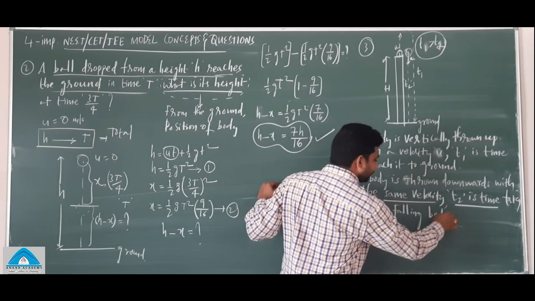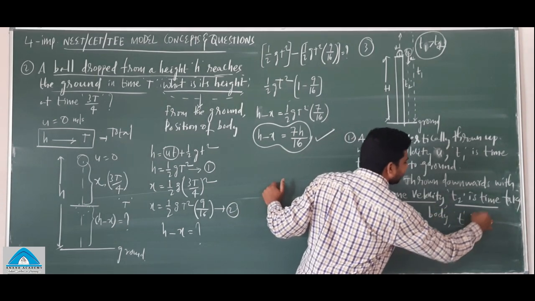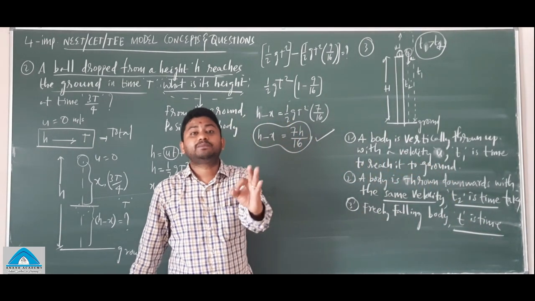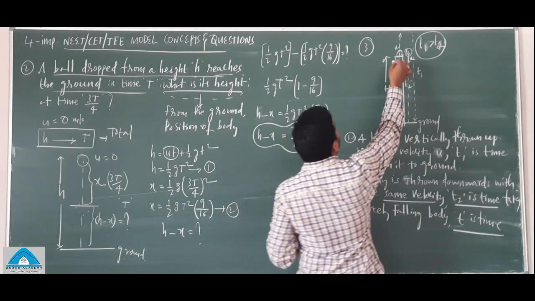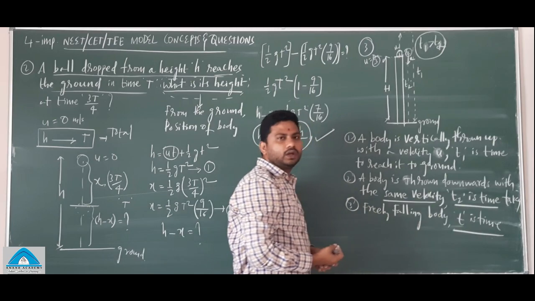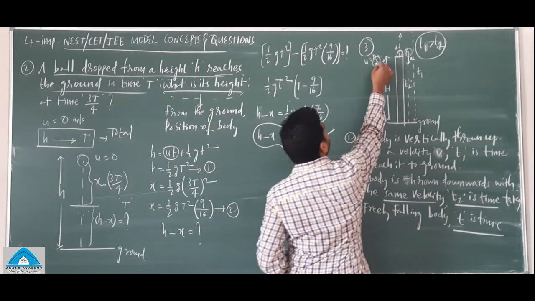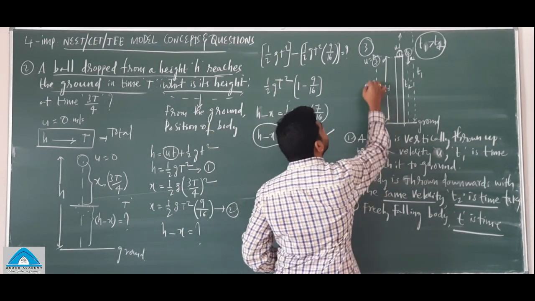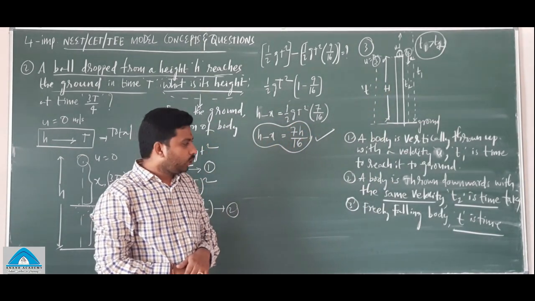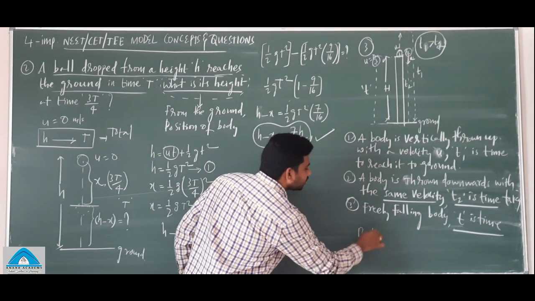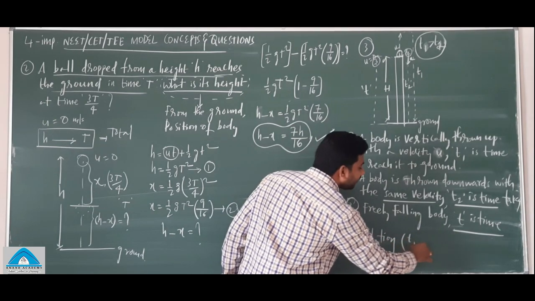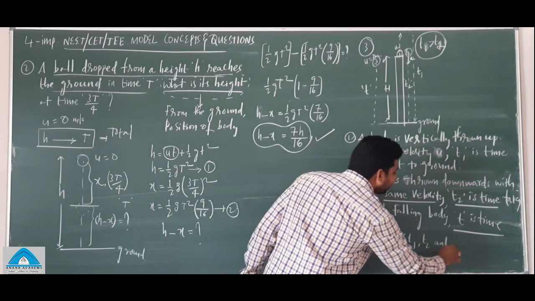Freely falling body. T is the time. From the same top point of the tower, a body is freely falling. Imagine u is equal to 0, and this is the third body. This body will take the time t to reach the ground. Understood? Clear? Now, the aim of this question is to find the relation of T1, T2 and T.